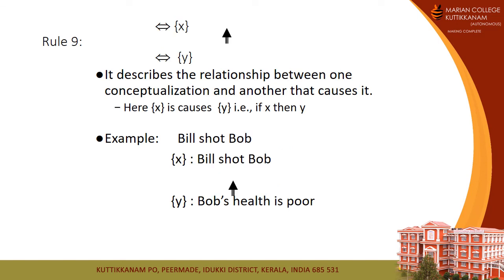Another, ninth rule, it describes the relationship between one conceptualization and another that causes it. Hence, set X is the cause and set Y is the result: if X then Y. That's the basic concept. Bill shot Bob. So X is Bill shot Bob. Y is Bob's health is poor. So that's the result caused by Bill shot Bob.